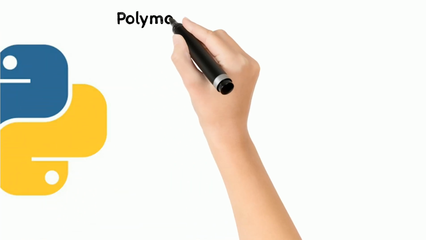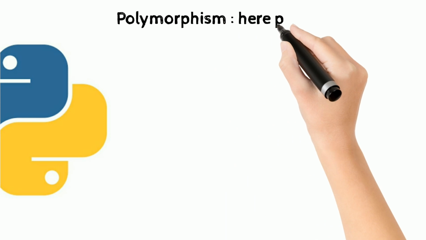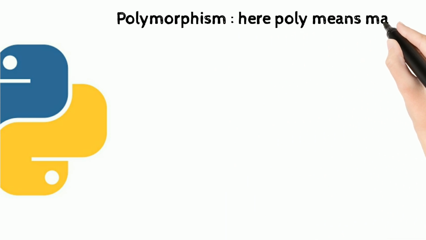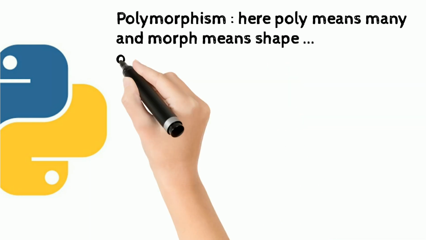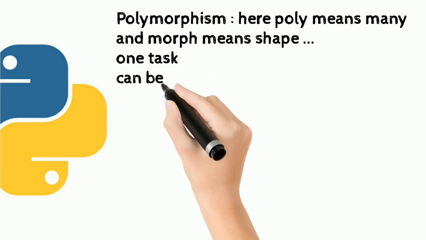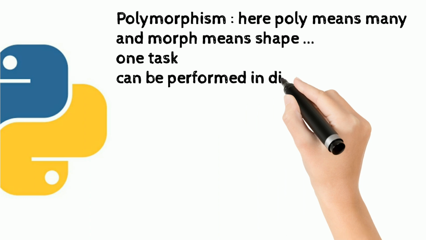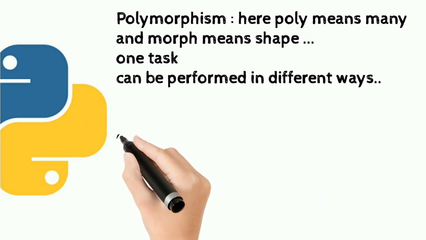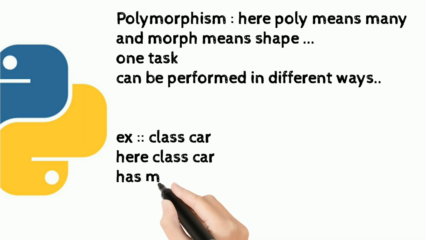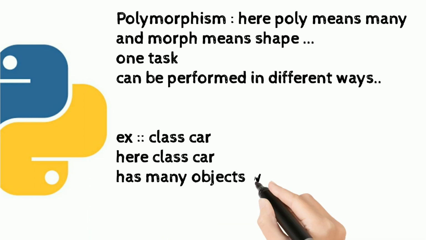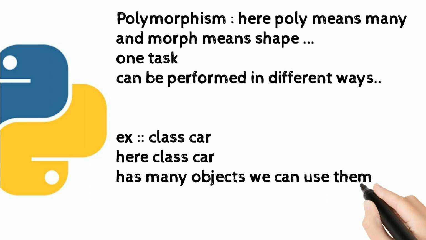Concepts continued. Polymorphism. Here poly means many and morph means shape, and one task can be performed in different ways. Example, class Car. Here Car has different objects and we can use them in a manner.